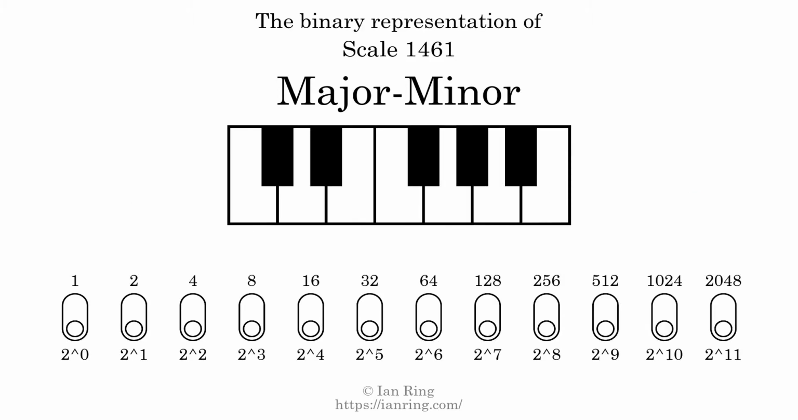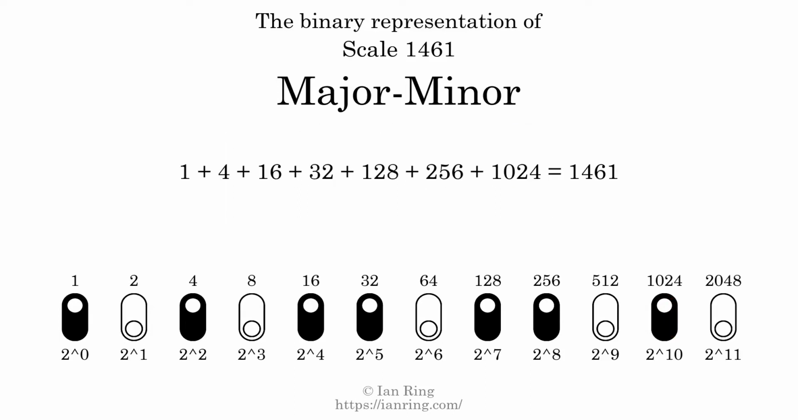The binary representation of this scale is determined by mapping tones of the scale to binary digits. Each binary digit represents a power of 2. To get the scale number, we add the powers of 2 together. The powers of 2 that are present in the scale, all added together, equals 1461. That is why the scale number, in decimal, is 1461.